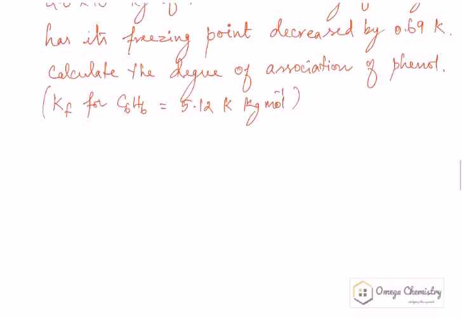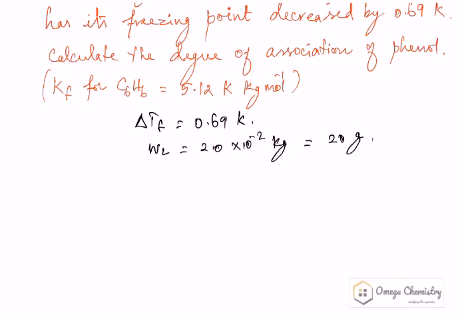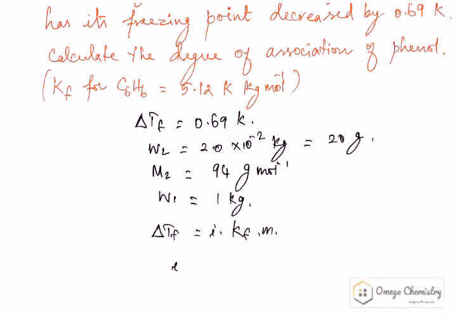Okay. Now I know that delta Tf is 0.69 Kelvin and W2 has been given, it is 2.0 × 10^-2 kilogram, or that is nothing but 20 grams. Fine. And M2 I have calculated, which is nothing but 94 gram per mole, and W1 has been given, it is 1 kg. Right. Now I know delta Tf is equal to i into Kf into molality.